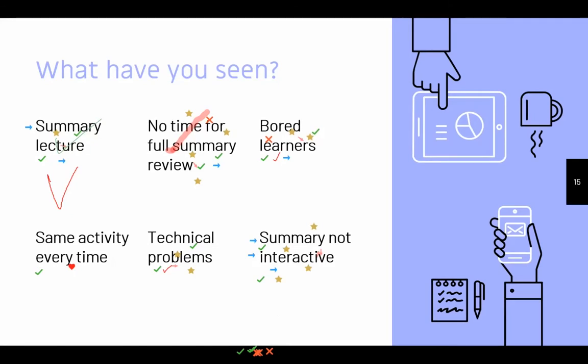And then I see a couple stamps on same activity every time. One thing that we sometimes do as trainers is we find training methods that work for us, that we're comfortable with, that we really like. And there's nothing wrong with that, but if you can predict exactly what you're going to do in each session, then it might be a good idea to switch it up and try something different. And that might also give you better engagement.